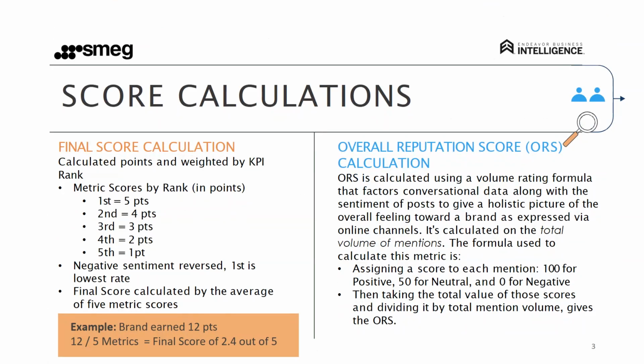The scorecard uses a transparent, weighted scoring system. Brands are ranked on each KPI, and points are assigned based on their position. For negative sentiment, a lower rate earns a higher score. The final score is an average across all metrics, giving a clear picture of brand reputation. The overall reputation score is further refined by analyzing the sentiment and volume of online mentions, ensuring a well-rounded measure of perception.